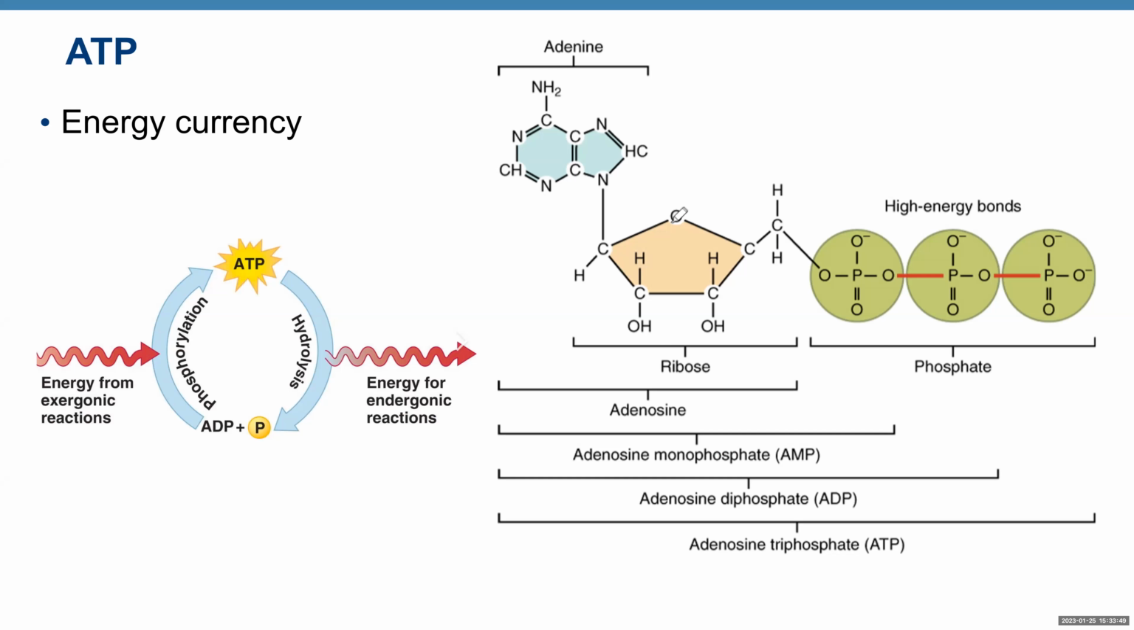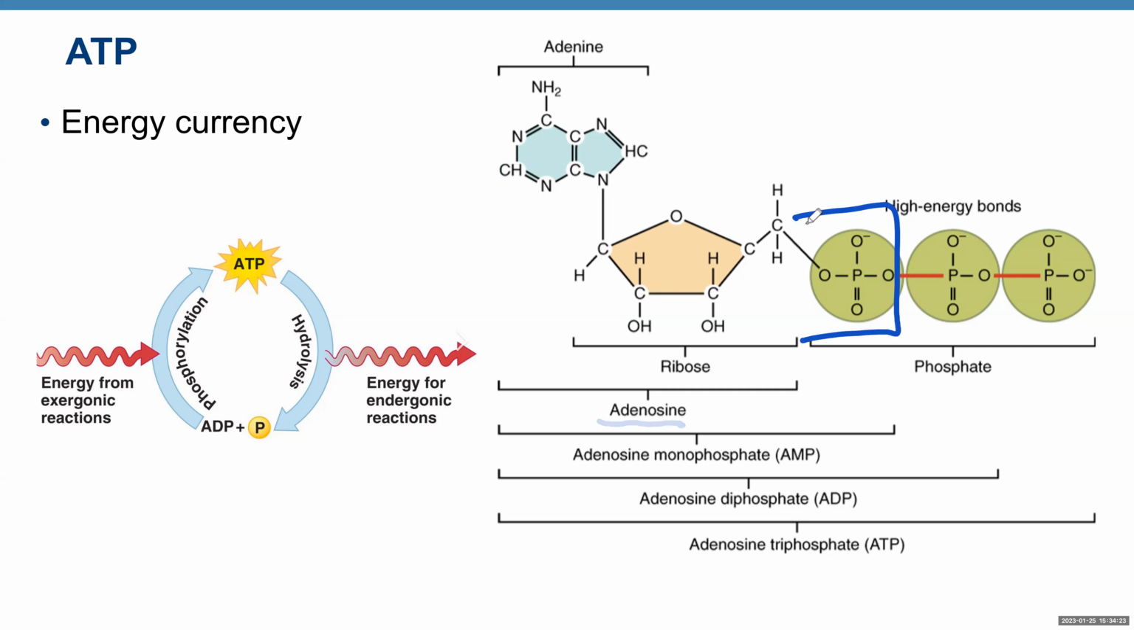And what is a nucleotide? It's a sugar, right? A phosphate group and a nitrogenous base. For ATP, we have the sugar ribose, the same sugar we have in RNA. We have a nitrogenous base, specifically A, adenine, and we have phosphate groups. So ribose and adenine are called adenosine.